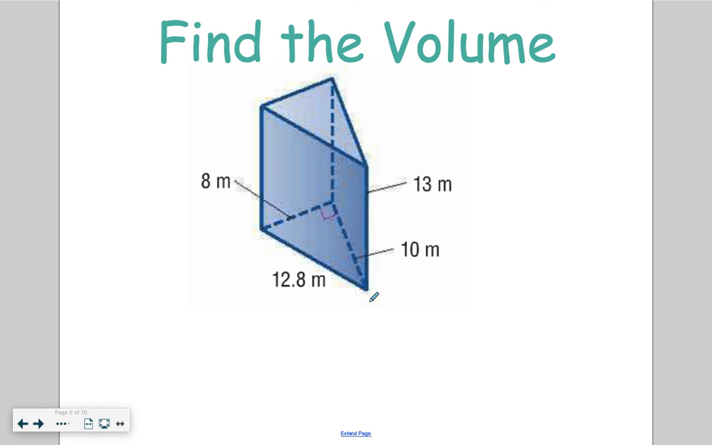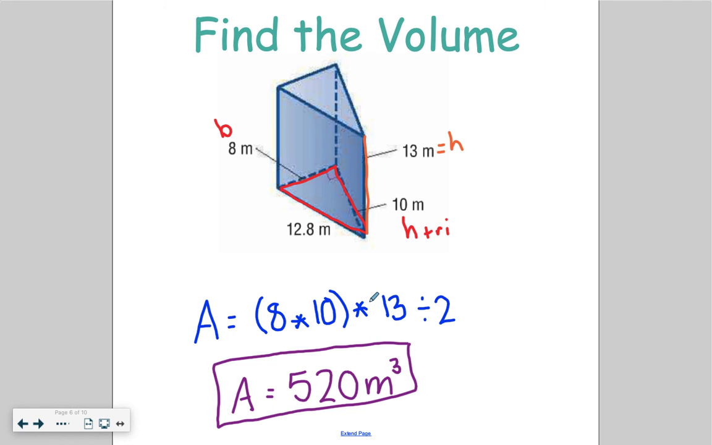Go ahead and try this one on your own. Locating the triangle down at the bottom, you're going to notice that the base is 8 and the height of that triangle is 10. Our height between the triangles is that 13, so this 12.8 here is irrelevant. Plug that into your calculator, you get 502 meters cubed.